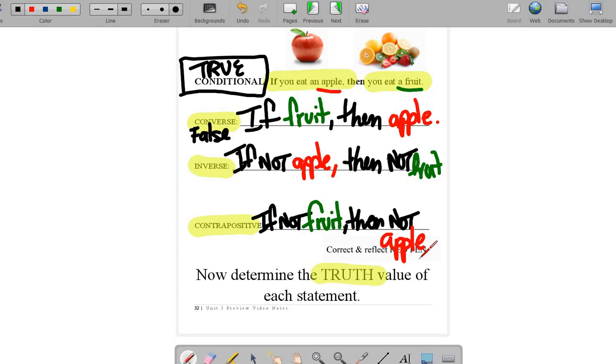If you've not eaten an apple, then you've not eaten fruit. That's also only sometimes true because I could eat a banana. If I've not eaten a banana, I've not eaten fruit. That's going to be a false statement.